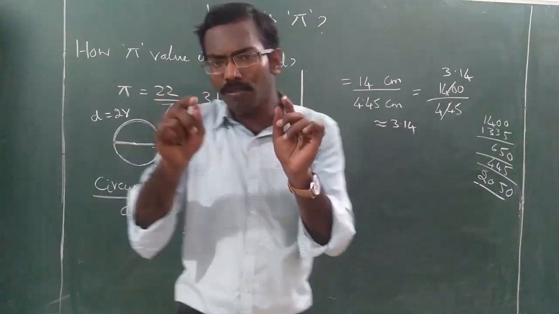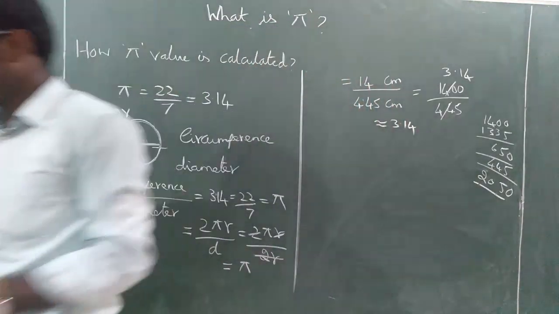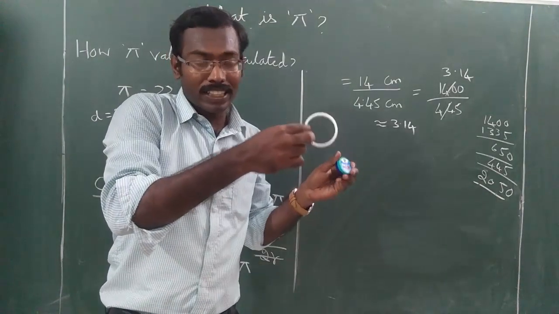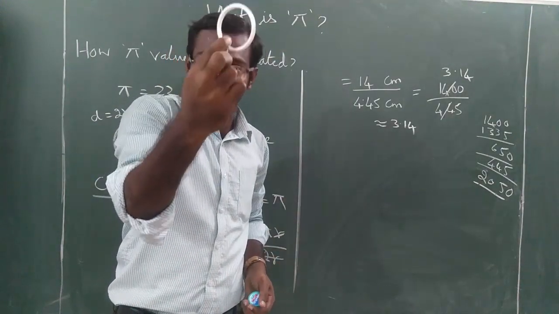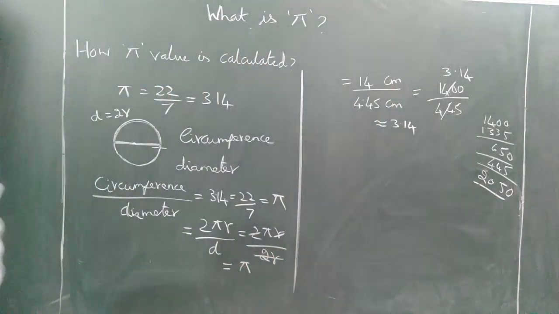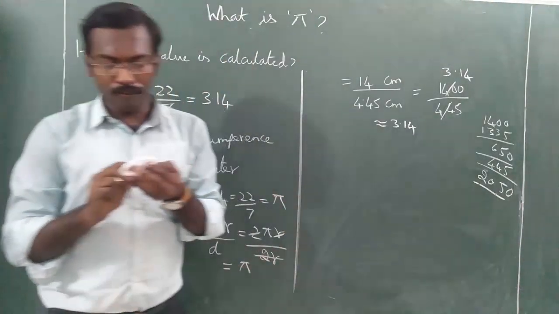This is not just for that particular circle, but for any circle of any shape. See, now this circle shape is different, this circle is different, isn't it? Now I am going to check with this circle also. I will get the same answer approximately. So let's see. First let us measure the circumference of this.